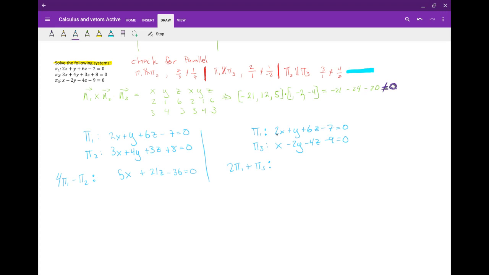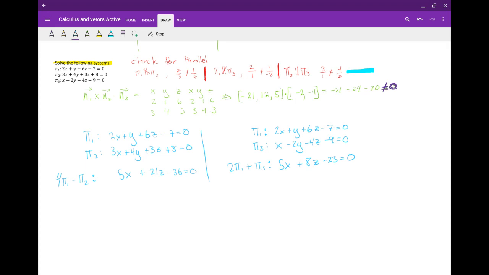So I'm getting 2 times 2x is 4x plus another x is 5x. Cool. And then I'm getting 2 times y, which is 2y, plus a negative 2y, which is 0. And I'm getting 2 times 6, which is 12, plus a negative 4, so 12 minus 4, giving me an 8z, so plus 8z. And then 2 times 7 is 14, so negative 14 minus 9, right? 23, I'm getting negative 23.